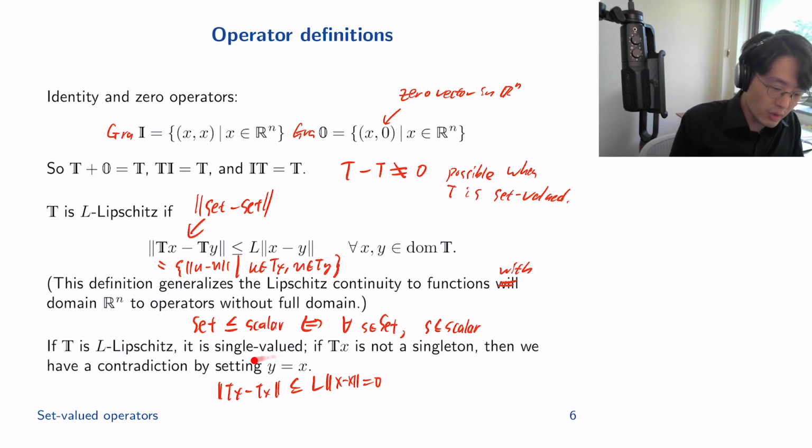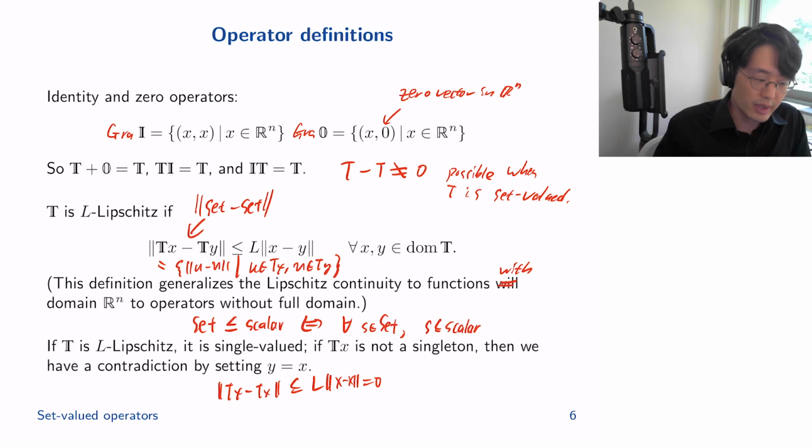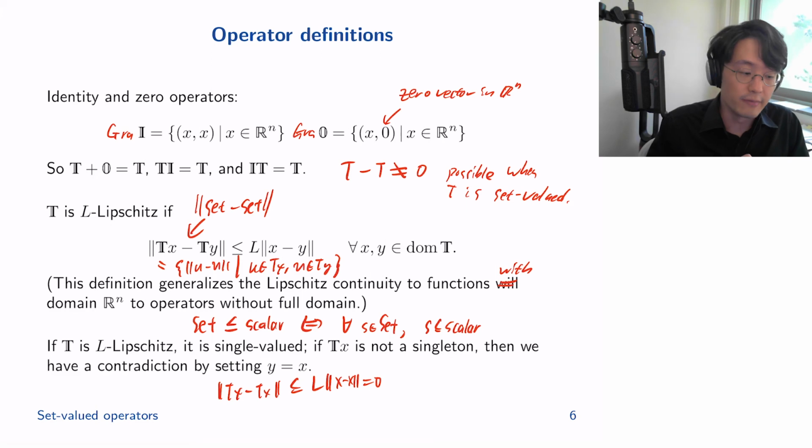So the meaning of this inequality is that the left-hand side is a set and all elements within the set are less than or equal to 0. But all elements on the left-hand side are by definition non-negative. So this means that all elements on the left-hand side need to be exactly equal to 0. But this can only happen when Tx is a singleton. Therefore, when the operator T is L-Lipschitz, it is necessarily single-valued.